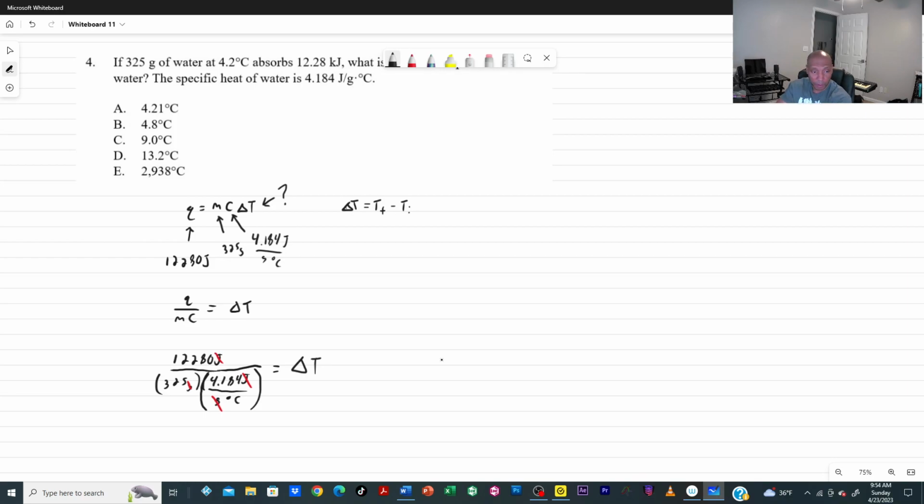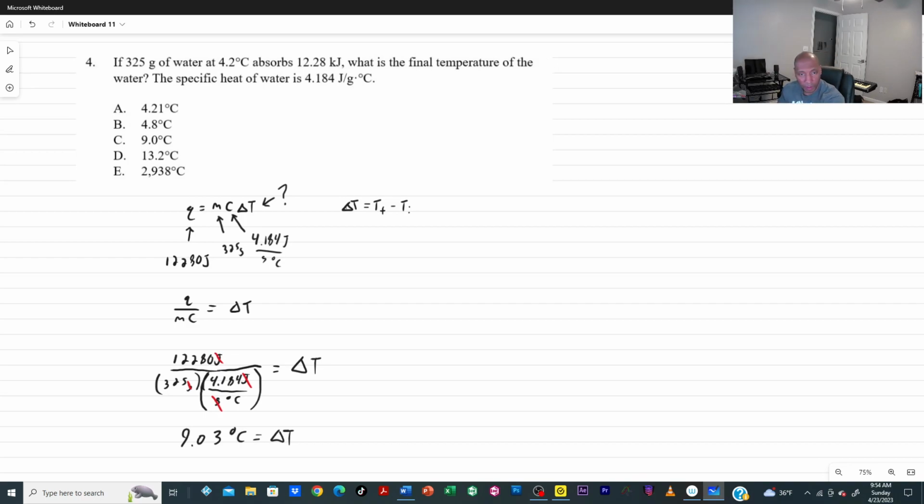So 12,280 divided into 325 equal parts, and I'm going to take that quotient and divide that into 4.184 equal parts. And let's see what I come up with. I come up with 9.03. Let's see, this is good to 3 significant digits. Degrees Celsius is equal to delta T.